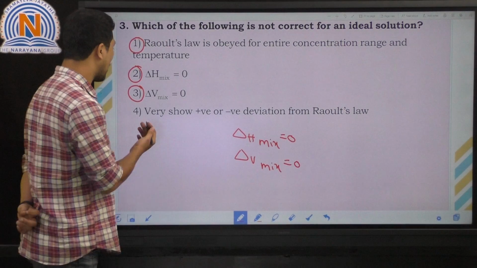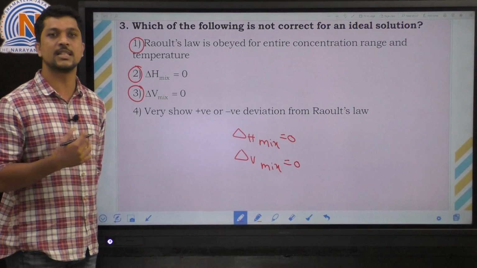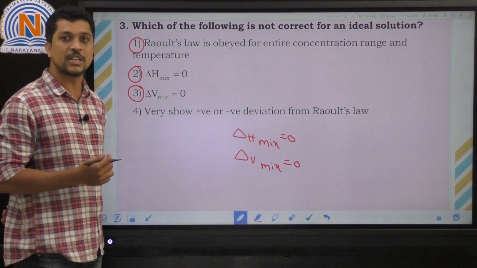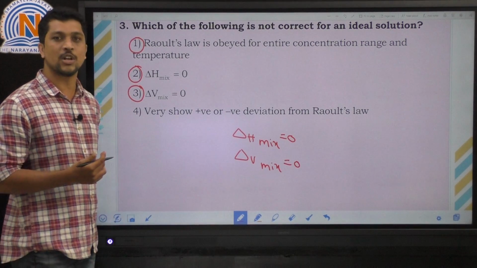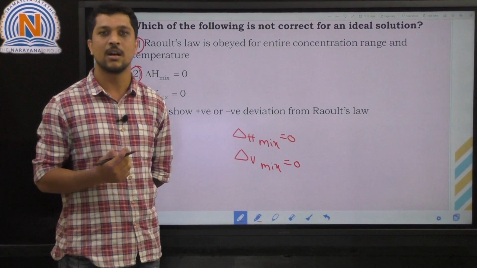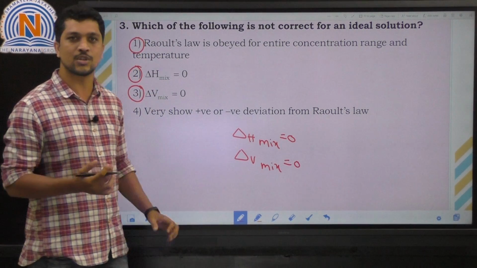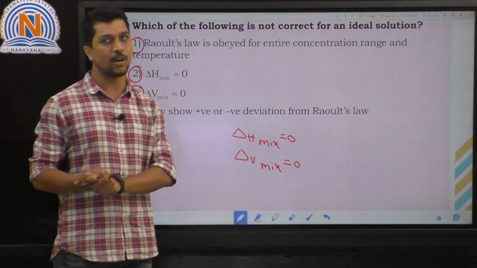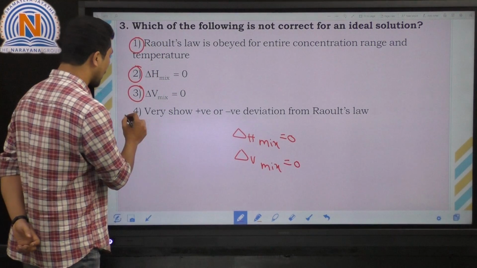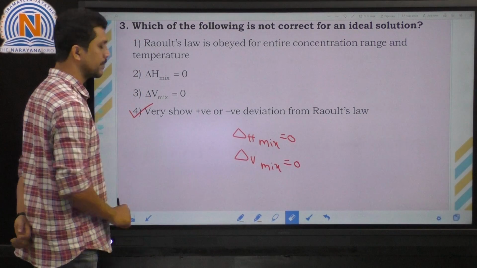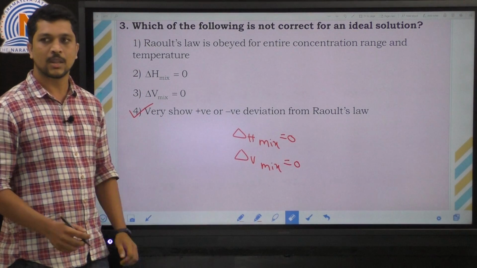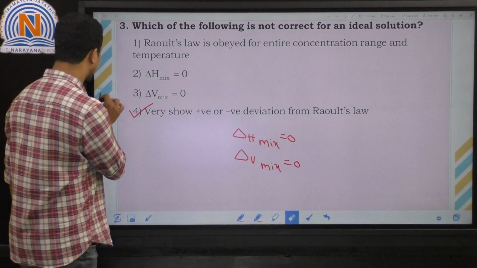The remaining option is the fourth option, which is incorrect, right? Which of the following is not correct for the ideal solution? That one, that it shows positive or negative deviation from Raoult's law. An ideal solution does not show any deviation from Raoult's law. So the correct option is the fourth option. Clear? Let's move on to the next question.